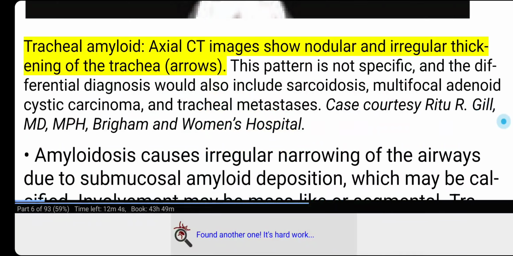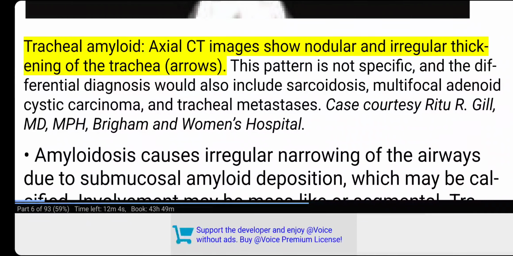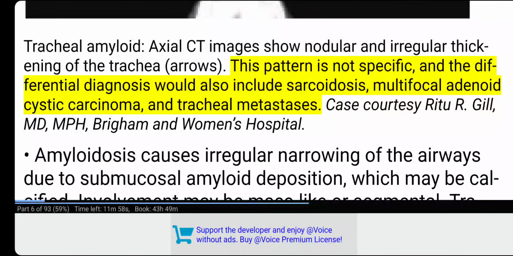Amyloidosis. Tracheal amyloid. Axial CT images show nodular and irregular thickening of the trachea, arrows. This pattern is not specific, and the differential diagnosis would also include sarcoidosis, multifocal adenoid cystic carcinoma, and tracheal metastasis. Case courtesy Ritu R. Gill, MD, MPH, Brigham and Women's Hospital.